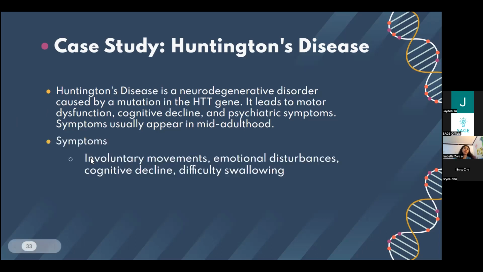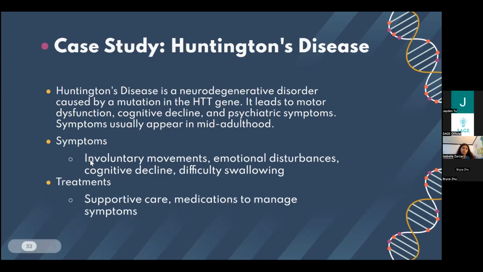The symptoms are like involuntary movements, emotional disturbances, cognitive decline, and difficulty swallowing. Treatments include supportive care and medications to manage symptoms. So as you've noticed, a lot of these genetic disorders don't really have specific cures. It means medication and support to manage and deal with living with these diseases. So most of the time there aren't straight up cures that can help these diseases go away.